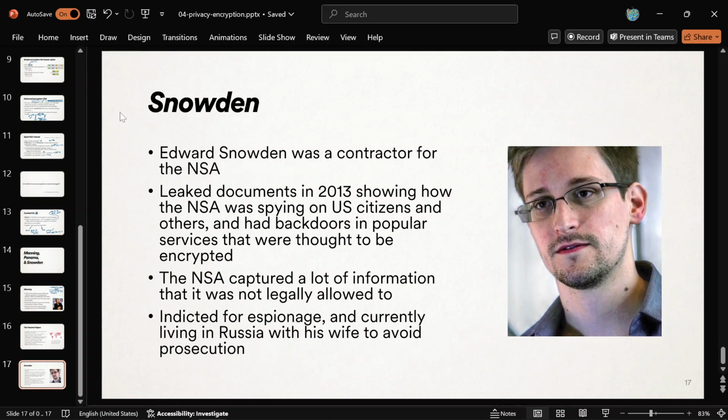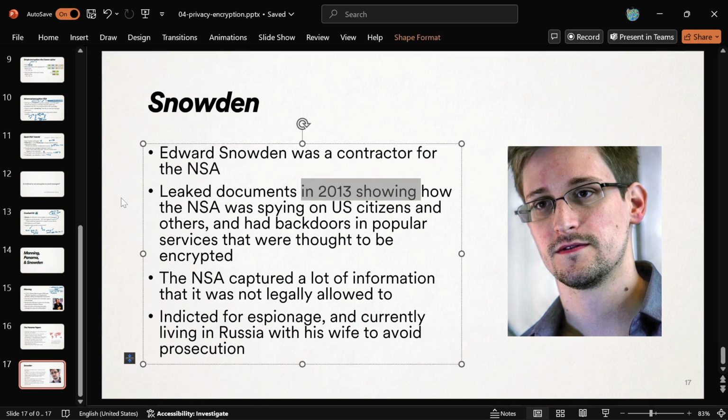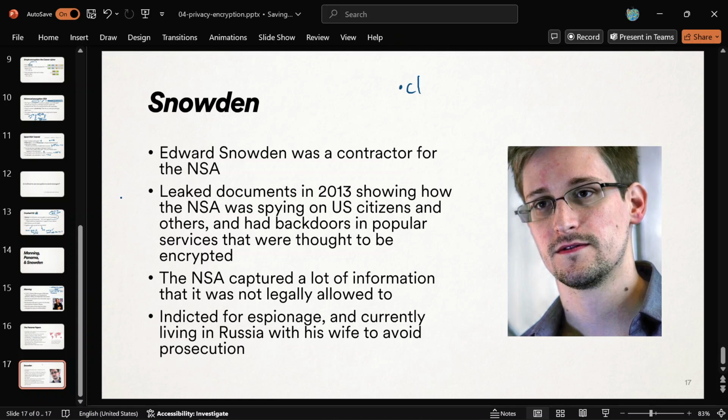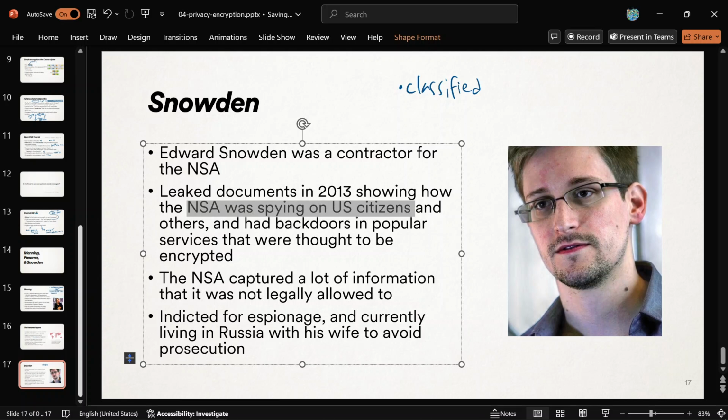All right. So he was working for the NSA, National Security Agency, for the U.S., and he leaked a bunch of documents in 2013, showing how the NSA was, first of all, the documents that he leaked were all classified. Against the law to share them, classified. And he leaked and showed that the NSA was breaking U.S. law. The NSA was absolutely breaking the law. It was spying on U.S. citizens, even though it wasn't supposed to be able to do that, right?